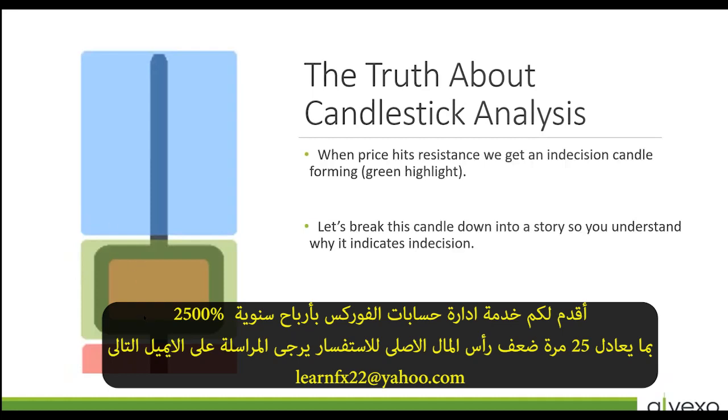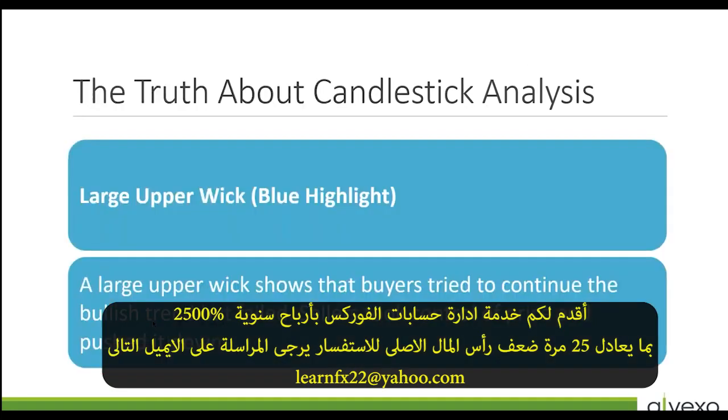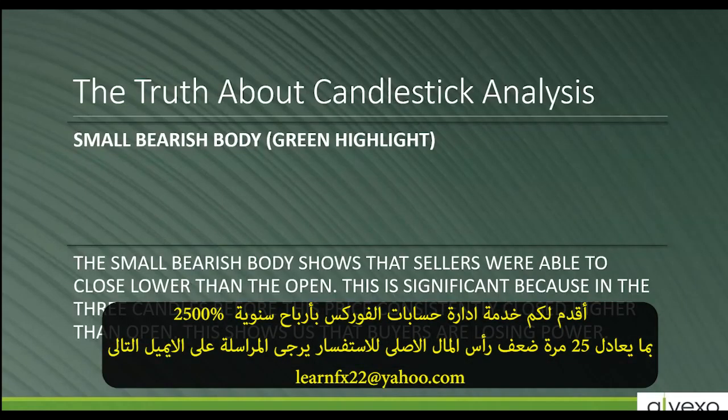So it closed in red. The buyers should have been able to maintain it up here, but they couldn't. The sellers ended up pushing down, made it low, and then closed pretty much slightly below the open. So we had a small bearish body. The small bearish body shows that sellers were able to close lower than the open. This is significant because in the 3 candles before this, price consistently closed higher than the open. This shows that the buyers are losing power.